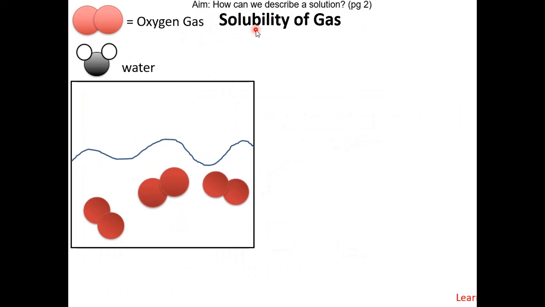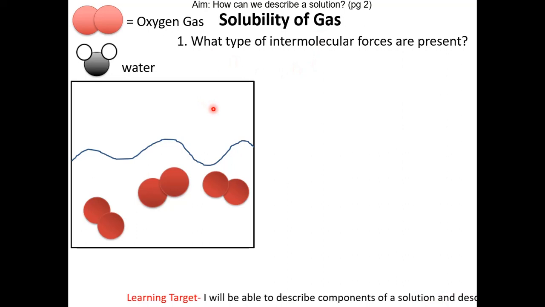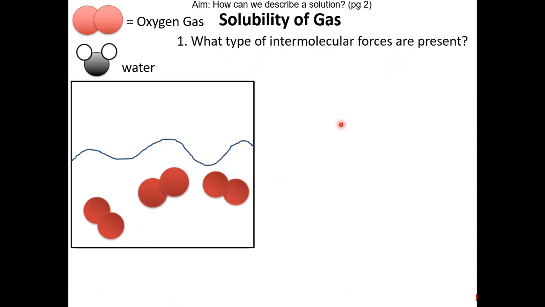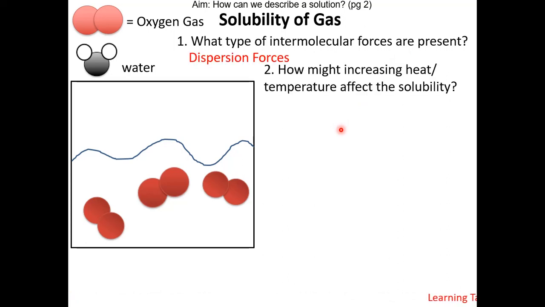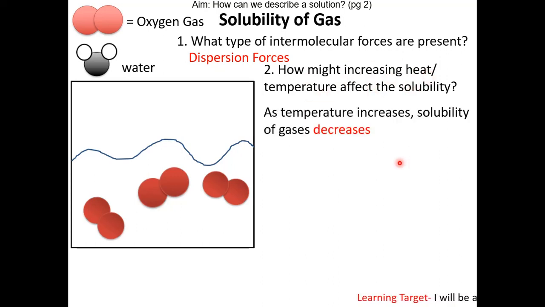Now let's talk about the solubility of gas and its relationship with temperature. In this example, we have oxygen gas, which is the solute, dissolved in water, which is the solvent. What type of intramolecular forces are present? Between the oxygen gas and water, there are dispersion forces only. How might increasing the heat and temperature affect the solubility of the gas? As the temperature increases, solubility of gases will decrease.